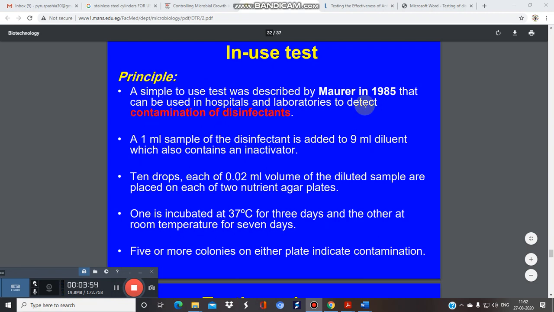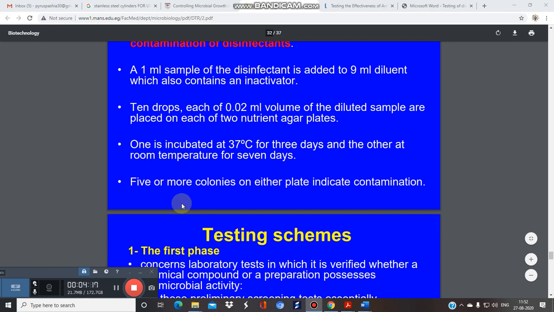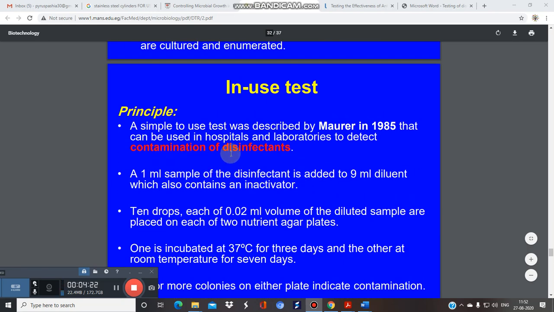Please see again. So it is used to detect contamination of disinfectants. So 1 ml of disinfectant is added to 9 ml of the solution containing a disinfectant inactivator. Then we will take 10 drops onto two nutrient agar plates, and one plate is incubated at 37 degrees Celsius for 3 days and the other plate is incubated for 7 days at normal temperature. Then if 5 or more colonies appear on the plate, it indicates that the disinfectant is contaminated.